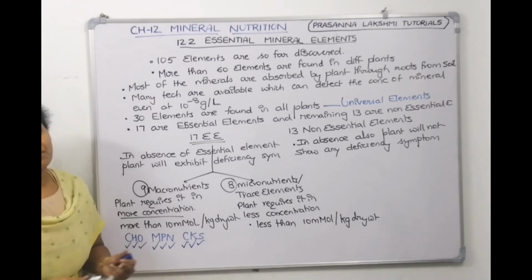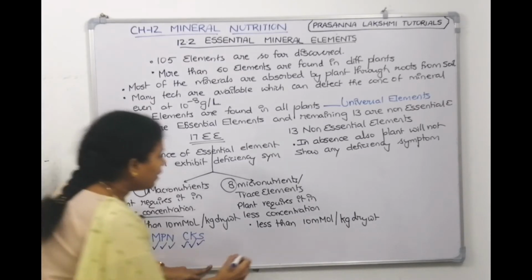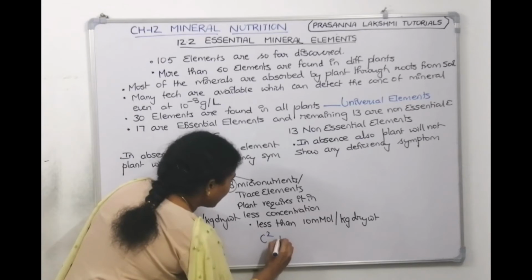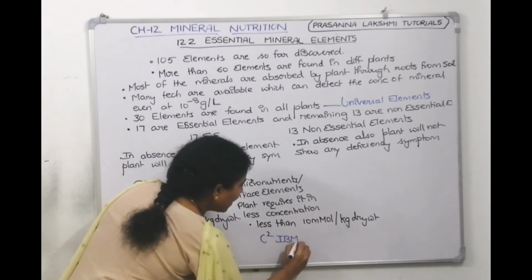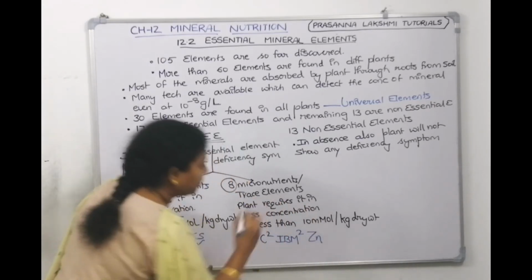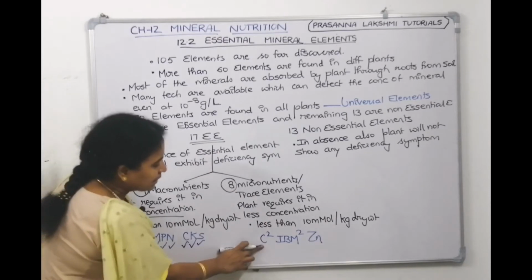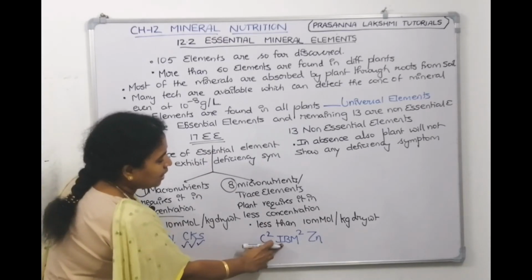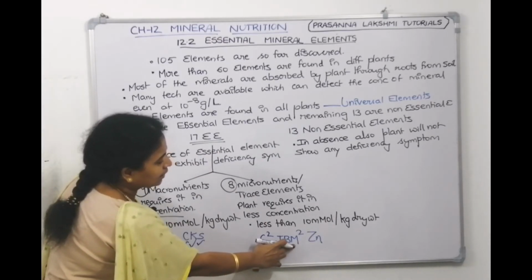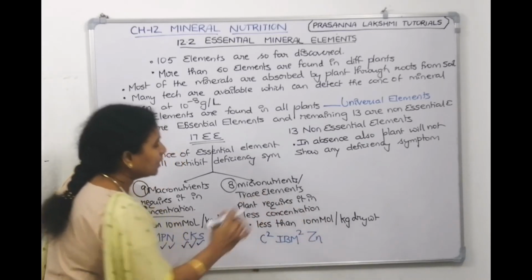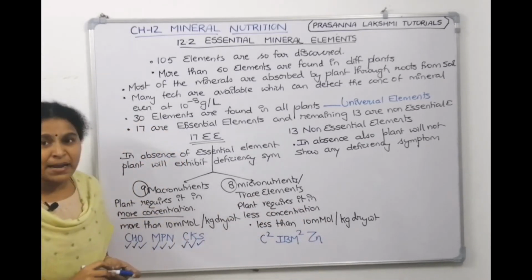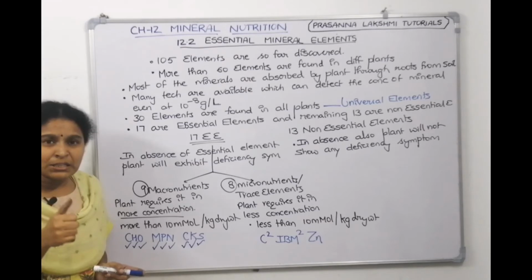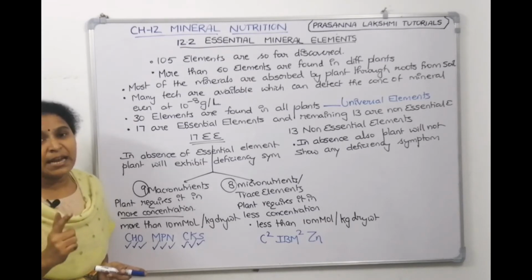Coming to micronutrients, 8 elements we have to give. We'll make a code called C square IBM square Zn. 2 elements are here, C square, then 3, 4, and 2 elements are here, 5, 6, 7 and 8. The code for micronutrients is C square IBM square Zn.